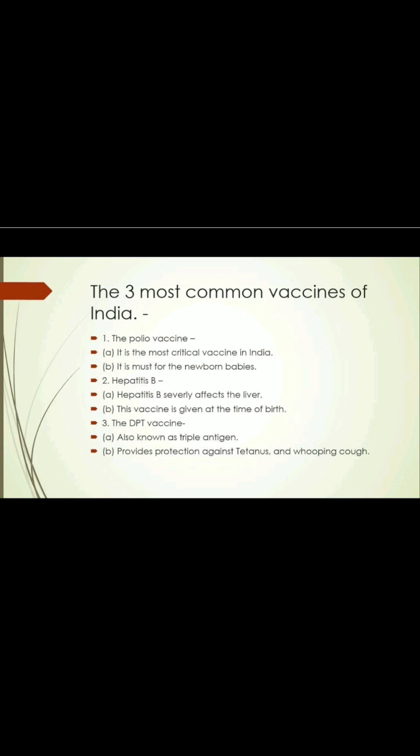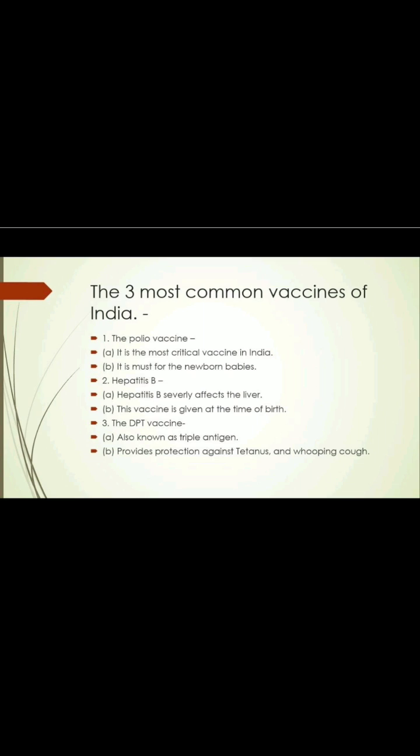Second is the hepatitis B vaccine. Hepatitis B severely affects the liver, and therefore the hepatitis B vaccine and hepatitis B immune globulin are administered to babies at birth. The third is the DPT vaccine.